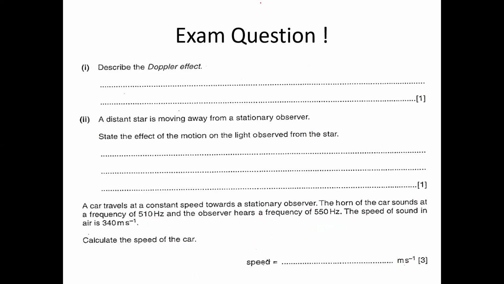Yes, sir. Okay, so you can take the picture of the last part. Take a picture of this last part and this is your homework, you have to solve it yourself. A car travels at a constant speed towards a stationary observer. So the towards formula will apply here and you have to find the speed of the car, that is, you have to find out Vs in this question. So attempt it yourself for practice, right?